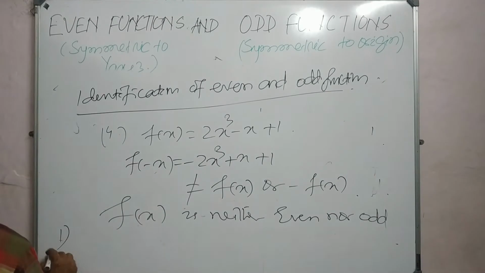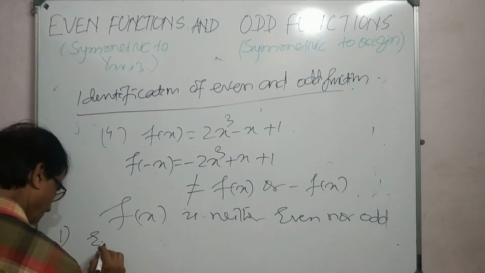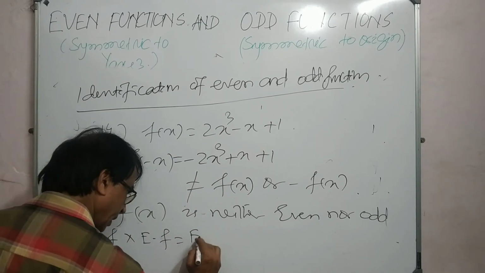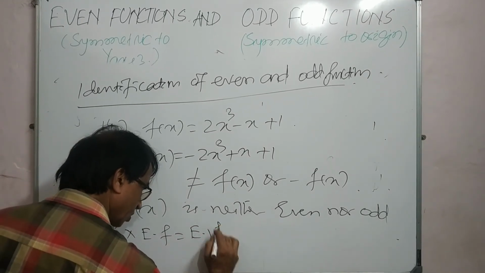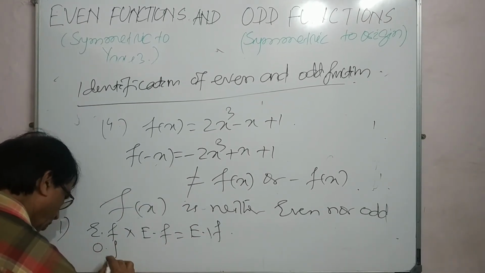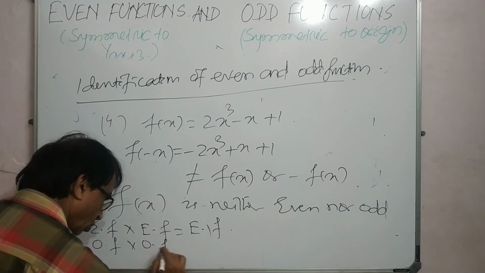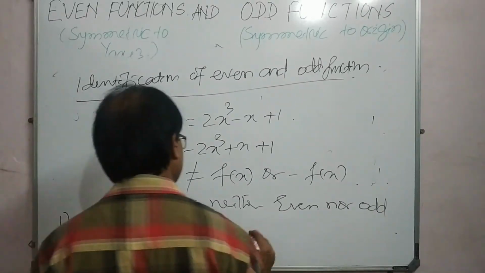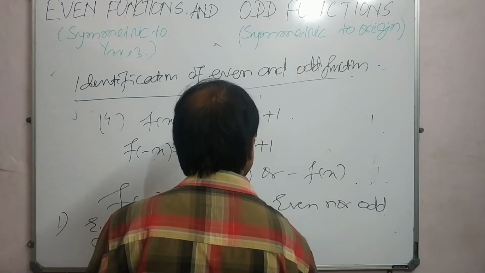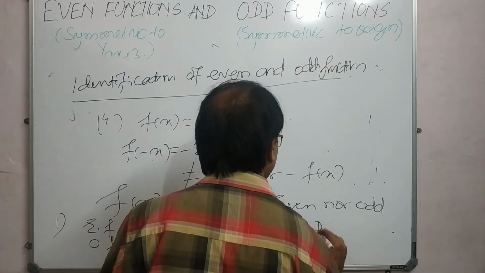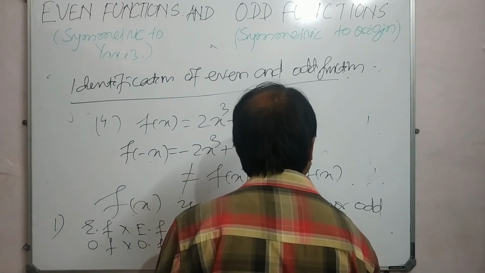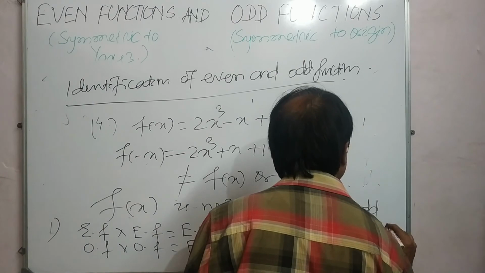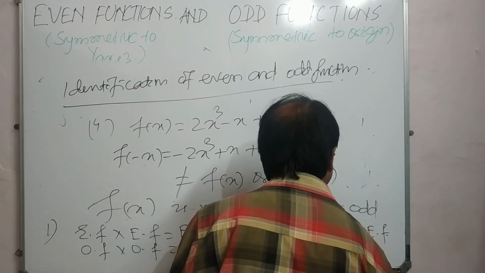Now some properties: an even function multiplied by an even function is an even function. An odd function multiplied by an odd function is an even function. An even function multiplied by an odd function, or an odd function multiplied by an even function, is an odd function.